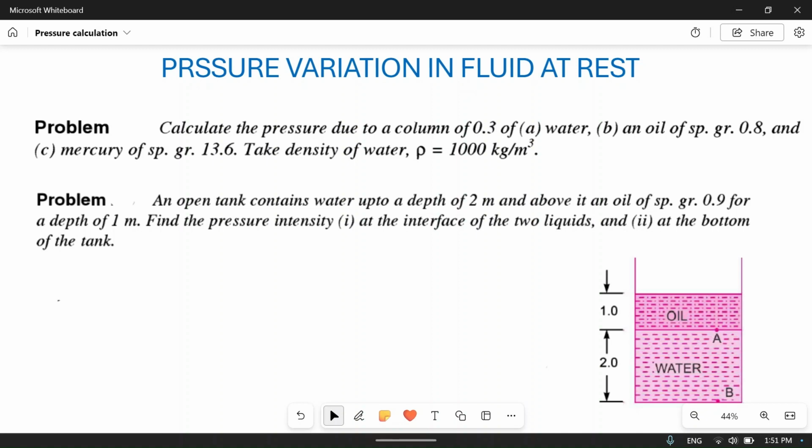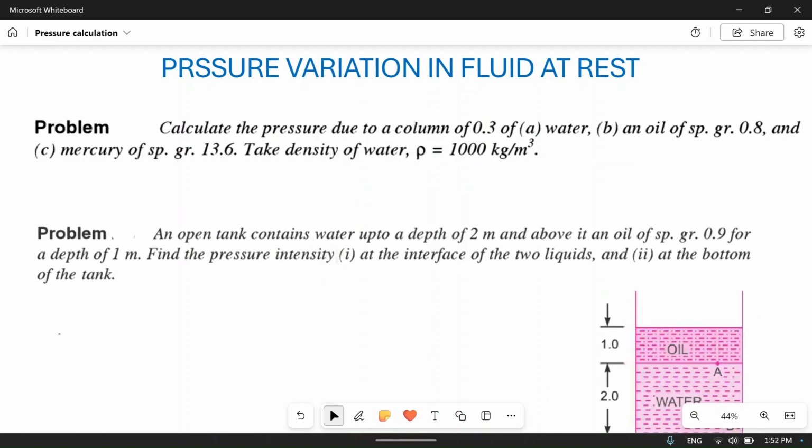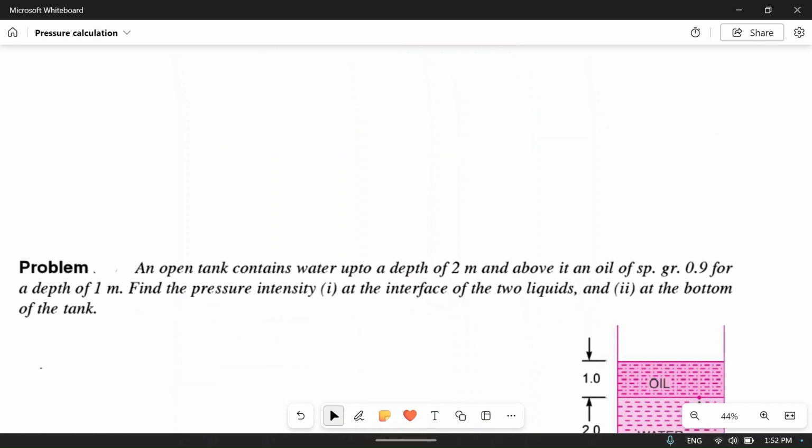In fluid at rest. As an example, you can see that there are two fluids, water and oil, kept in a vessel which is open to the atmosphere at the top. We will find the vertical variation of pressure inside this fluid. So let's solve the first question first. Let's move downwards.